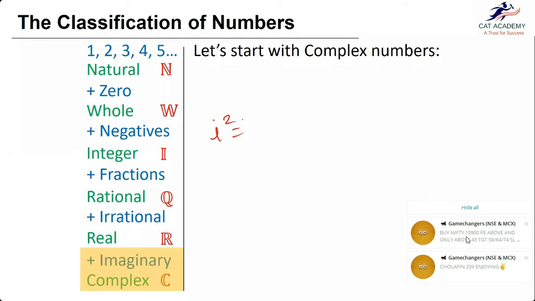No, Suryank, it's not the same. Soumya, iota is equal to under root minus 1. Let me write that again. So i square will be equal to under root minus 1 ka square, that is minus 1. What will be i cube? Can you tell me what will be i cube?